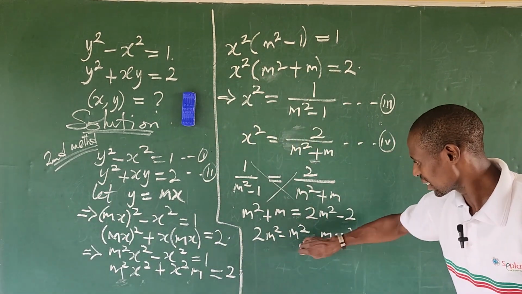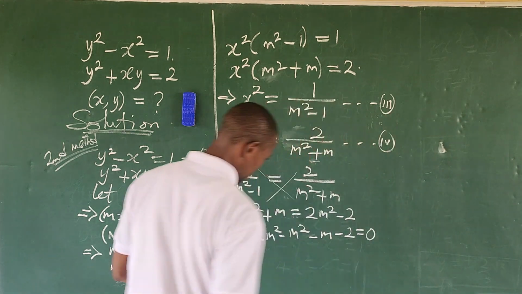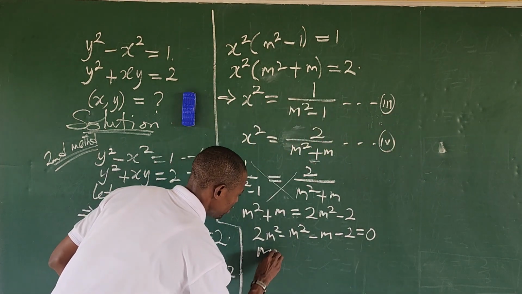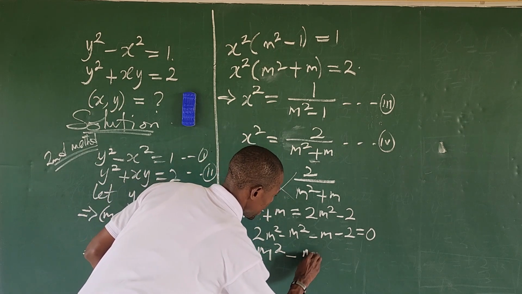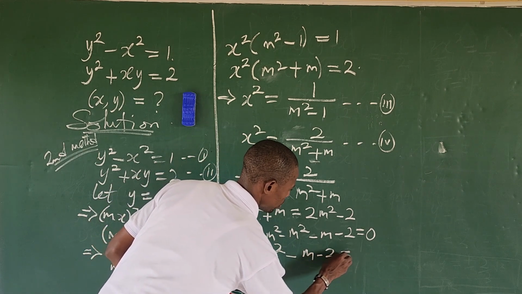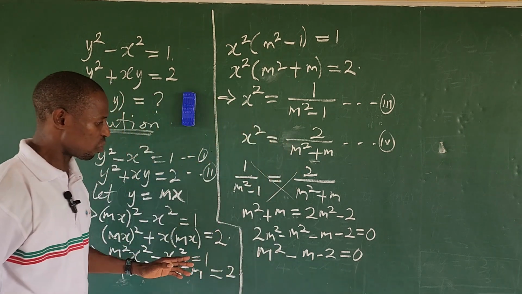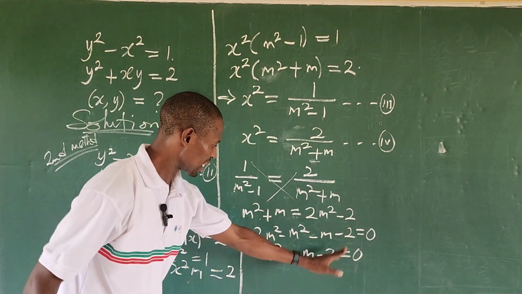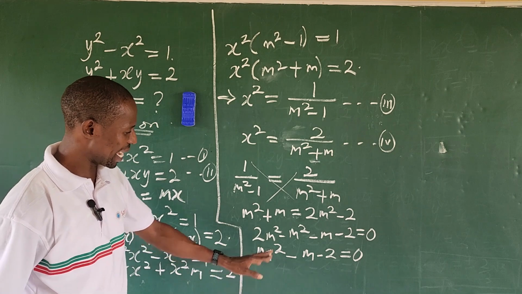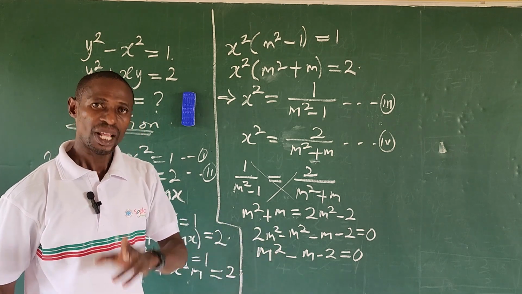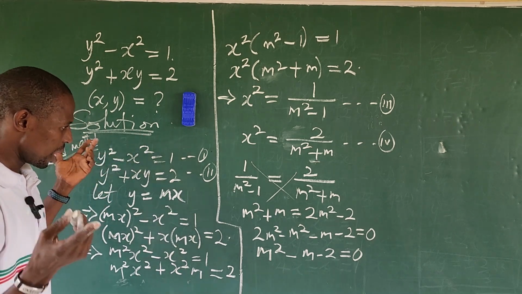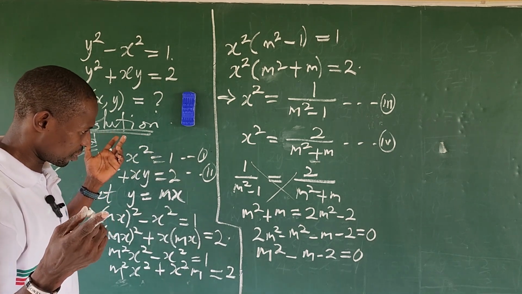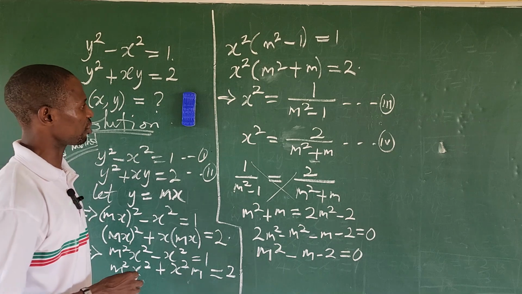Again, we can carry out a simple arithmetic here. So 2m squared minus m squared will give us m squared, then minus m minus 2 equal to 0. What we see here now automatically is a quadratic equation because the highest power of the variable here is 2. So let's solve this quadratically. Can we solve this using the factorization method? Yes, we can solve this using the factorization method.